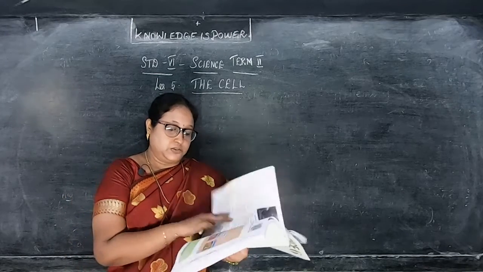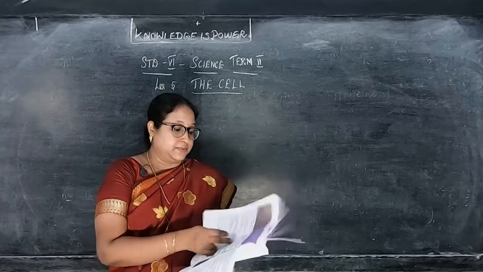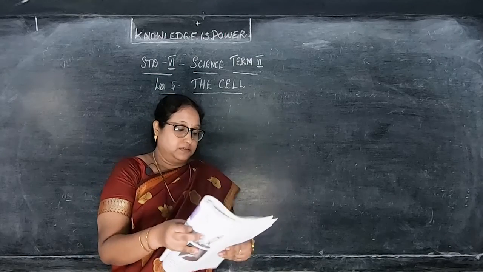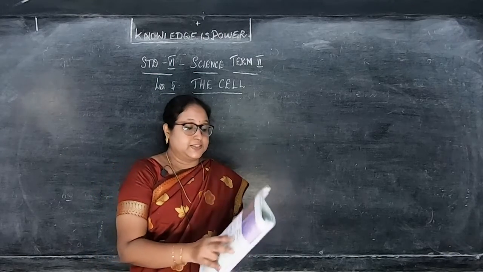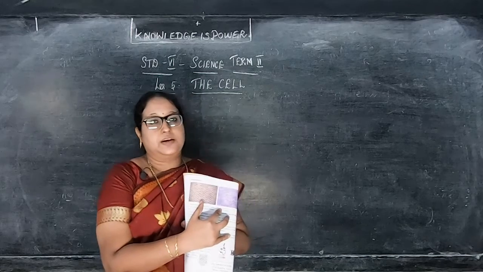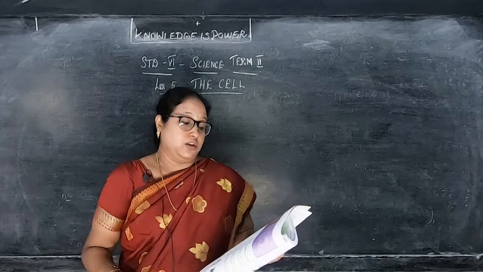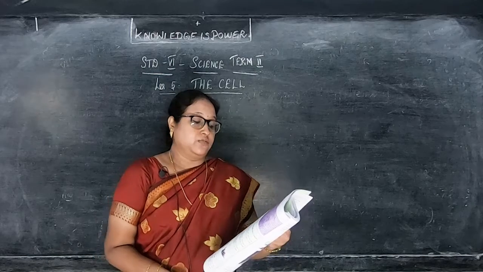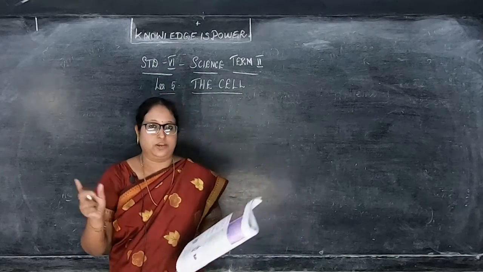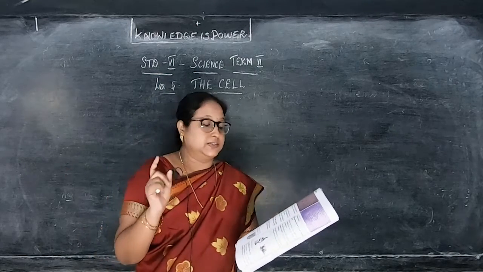Okay, children. Those who have the book, take page number 57. If you have the book, you can see this picture, children. A brick wall. Close your eyes and imagine a brick wall. What is the basic building block of the wall? That is a single brick. To make a wall, you need a brick.